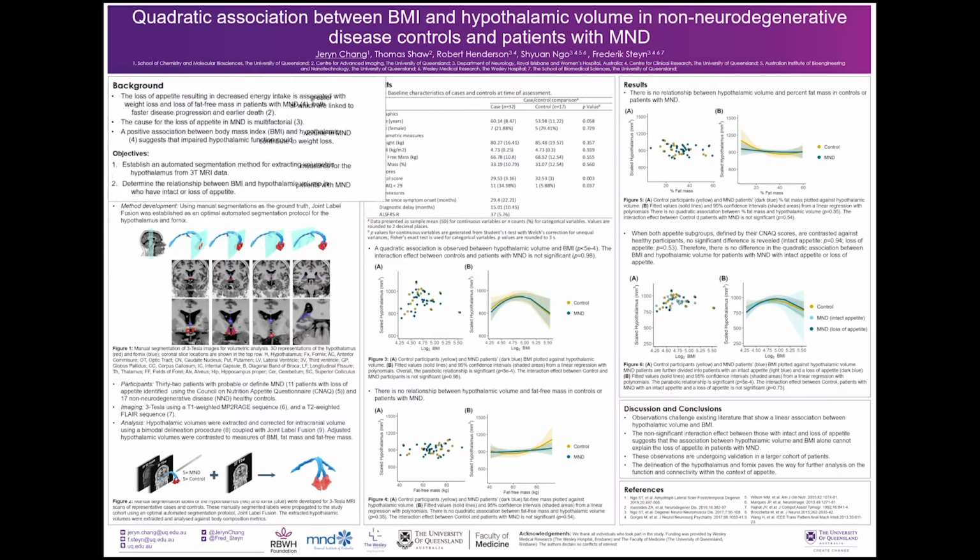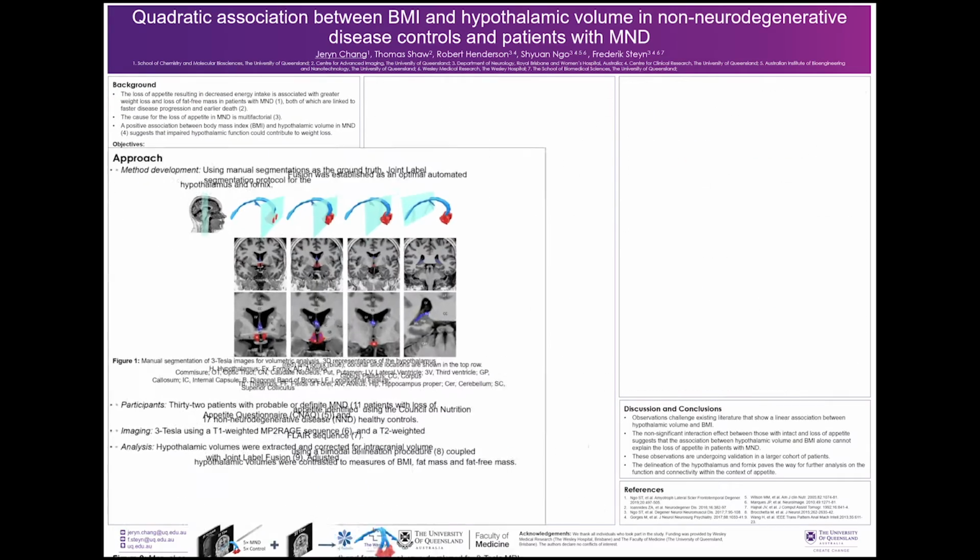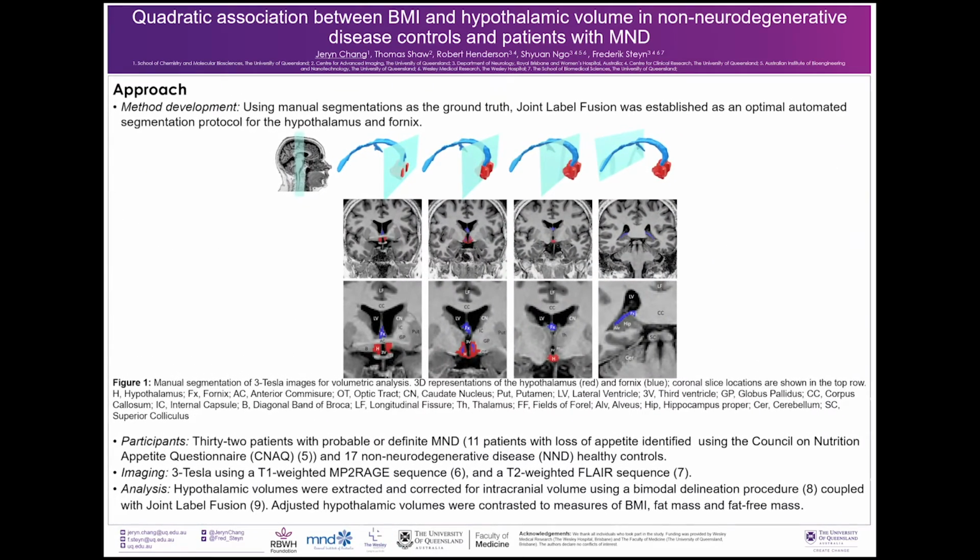In our case, this is the manual segmentation. Manual segmentation was performed on 32 patients with probable or definite MND, 11 patients with loss of appetite identified using the Council on Nutrition Appetite Questionnaire, or CNAQ, and 17 non-neurodegenerative disease healthy controls.